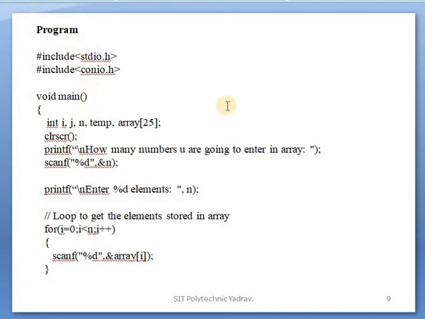These are the header files. This is the variable declaration. Clear screen clears the output window, and a message is displayed asking how many numbers you are going to enter in the array, which is scanned into the n variable. Percent d is used as the format specifier because n is declared as an integer. After that, enter the elements; the array elements entered will be displayed using %d. After that, the elements will be sorted.